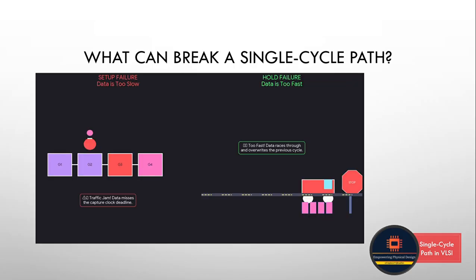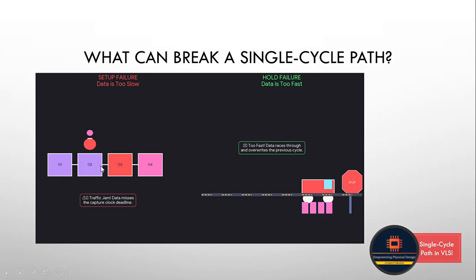I'll give a very simple example to understand the concept of setup and hold, and how setup failure and hold failure happen. In a real chip, paths break because data moves at the wrong speed. It should not go too fast, and it should not go too slow. Think of it like a traffic jam versus a drag race. Let's consider the traffic jam first.